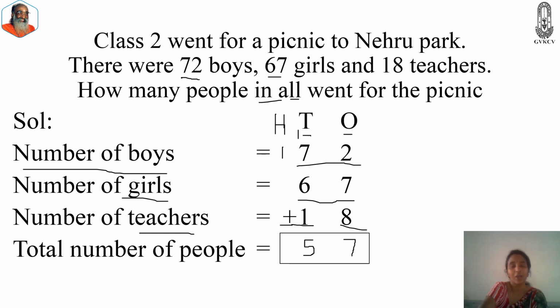So total how many children went to the picnic? 157 children went to the picnic. Now what will you do? You change these numbers. What I wrote first was boys, girls and teachers. Now you write girls, boys and teachers, or teachers, boys and girls, and do the addition and check whether you are getting the same answer or not. Check and submit to me.